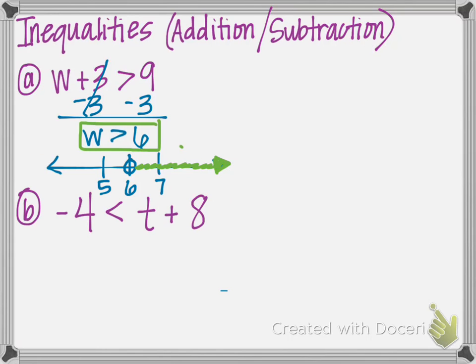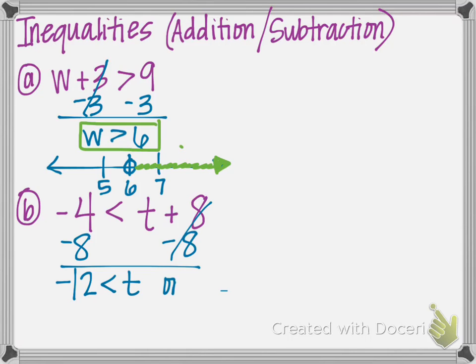Number 6, find your variable. I'm adding 8, so the opposite of that is to subtract 8. I get negative 12 is less than t. You can leave it like that, or you can write t first. The big side's on the t, so the big side's going to have to be on the t over here. And then I get negative 12. I like it this way. I like the variable to always be on the left.